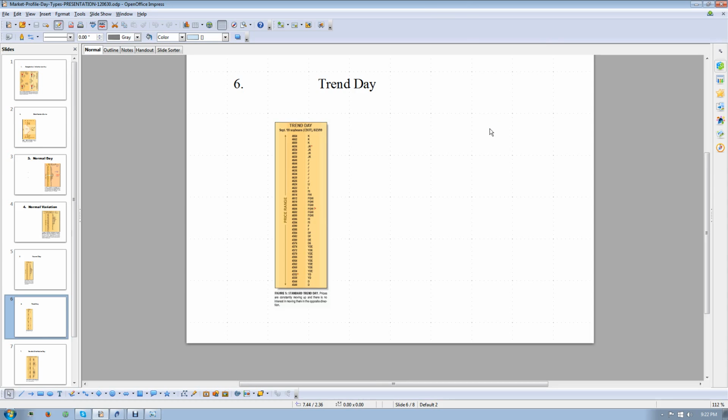So then you should be able to, in time, you learn, today's Wednesday, I may get a trend day. I may get a double distribution day. Okay? Don't get me wrong. I mean, there's some days, like on Mondays, I usually look for some kind of normal day or a balanced day. But there's going to be some days, depending on market dynamics, that you get a pretty elongated profile on Mondays.